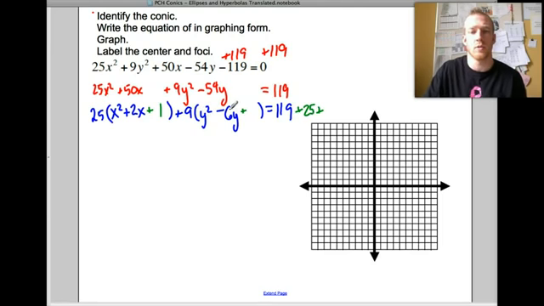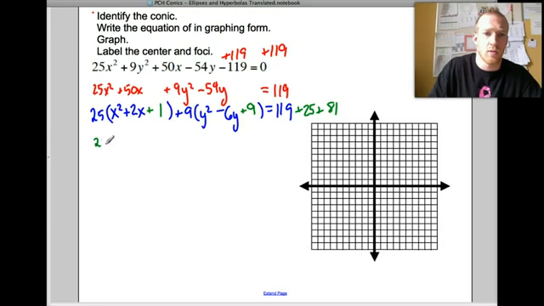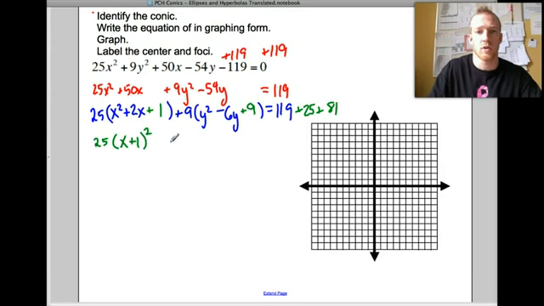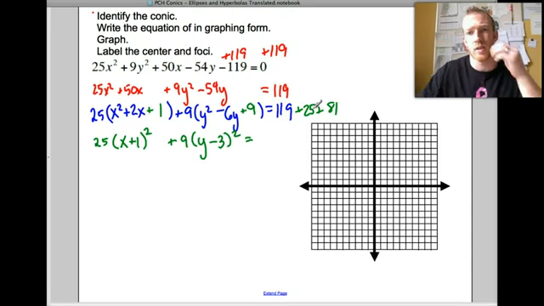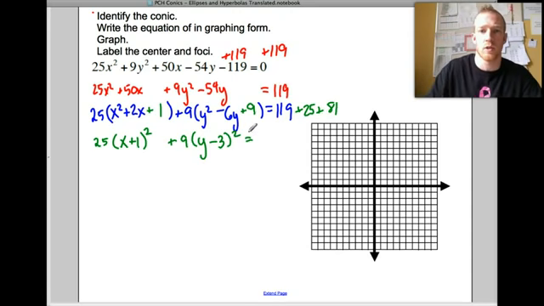And then here, to complete the square, you do half of negative 6 is negative 3. 3 squared is 9. But I didn't actually just add a 9. I added 9 times this 9, which is 81. So then we've got 25 times this, which now factors. The whole reason I did that was to factor it to x plus 1 squared. Now it's starting to look like my generic formula. And then we have 9 times y minus 3 squared equals 119 plus 81, which is 200, equals 225.